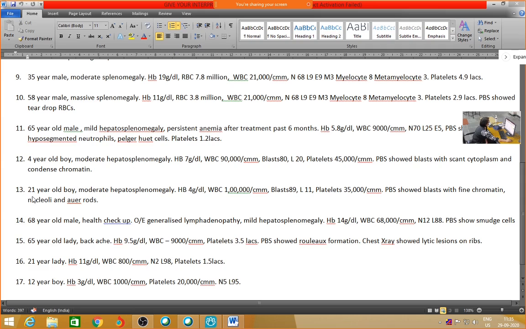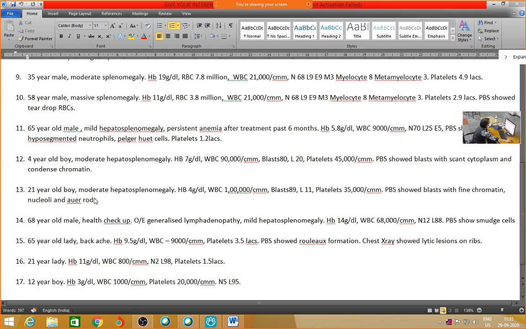Now coming to 13, 21-year-old boy, moderate hepatosplenomegaly, hemoglobin is very low, 4 grams. WBC is 1 lakh, very, very high. Blasts are 89%, so very high again. So looking at this, immediately it will click that it's acute leukemia, okay? Now platelets are 35,000, there is thrombocytopenia. Peripheral blood shows blasts with fine chromatin, nucleoli, and Auer rods. Once you get Auer rods in the blast, you have no doubt that this is acute myeloid leukemia.